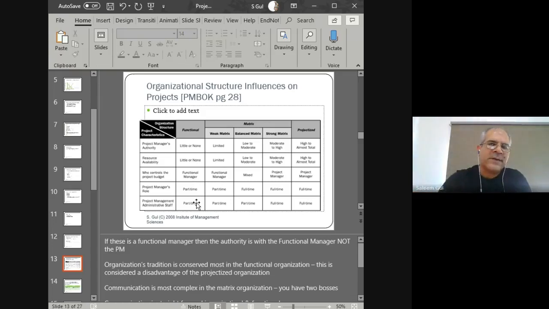So let's now move to the matrix structure. In the matrix structure, we are looking at the balanced matrix, which is in the middle, right? That's essentially the matrix structure. So what happens in this matrix structure is that the project manager's authority is now moving from limited and little or none towards low or moderate. Resource availability is now low or moderate. The control of the budget has become mixed. So the project manager and the functional manager are both sort of controlling it.